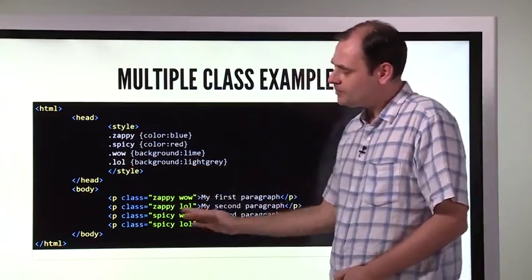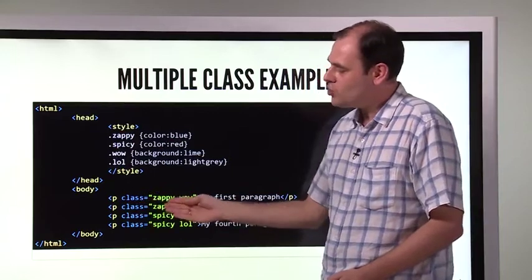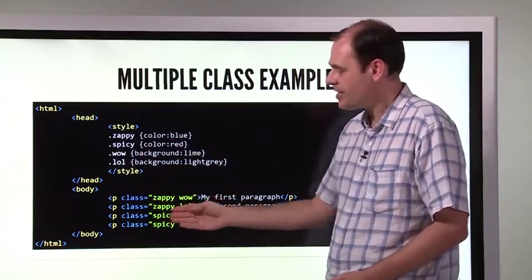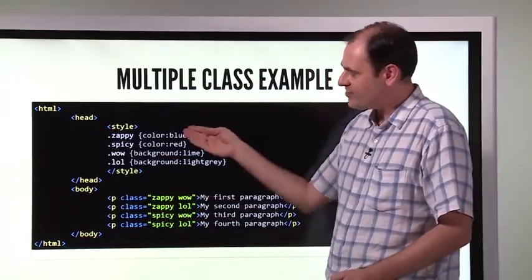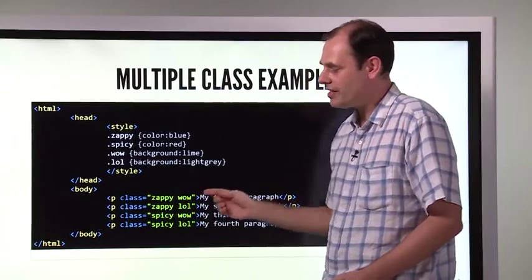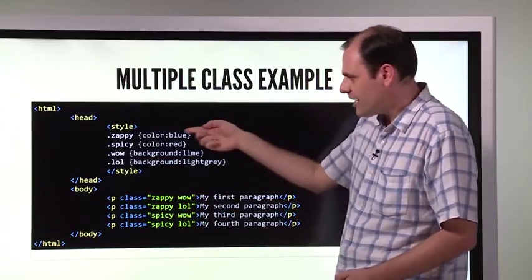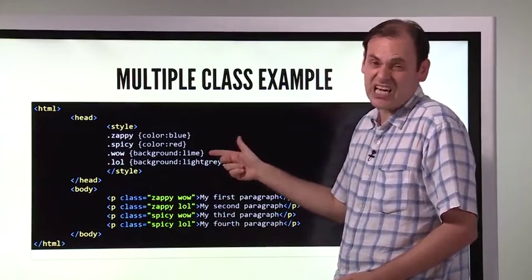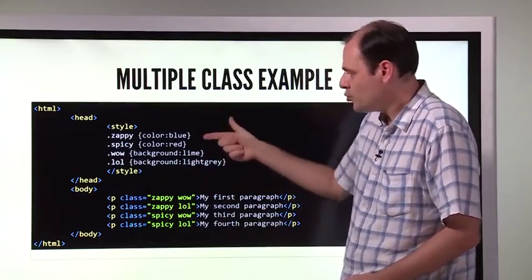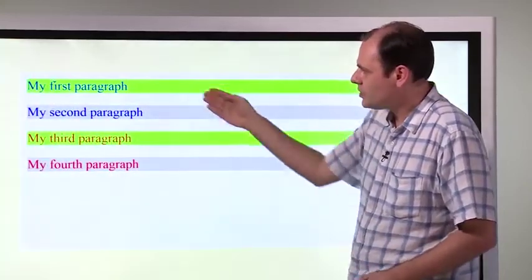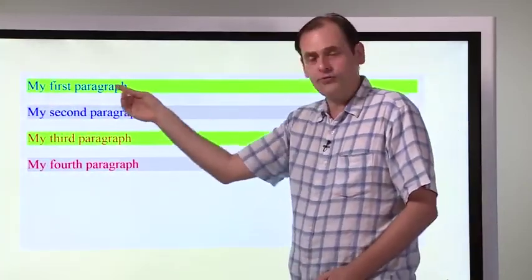Now, what we're showing here is one element can use two different classes at the same time. So the first paragraph is going to have zappy style, and it's also going to have wow style, both together at the same time. So it's going to have blue color, and it's going to have background color lime, which is kind of green. Okay, blue, green. That's going to be the first paragraph.